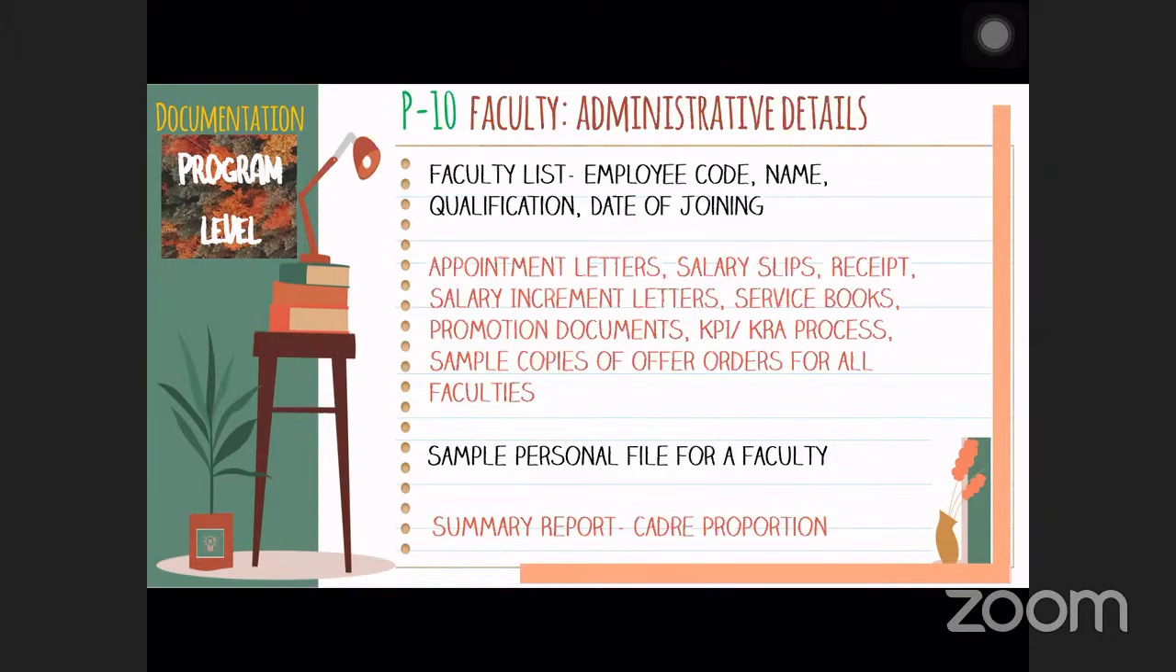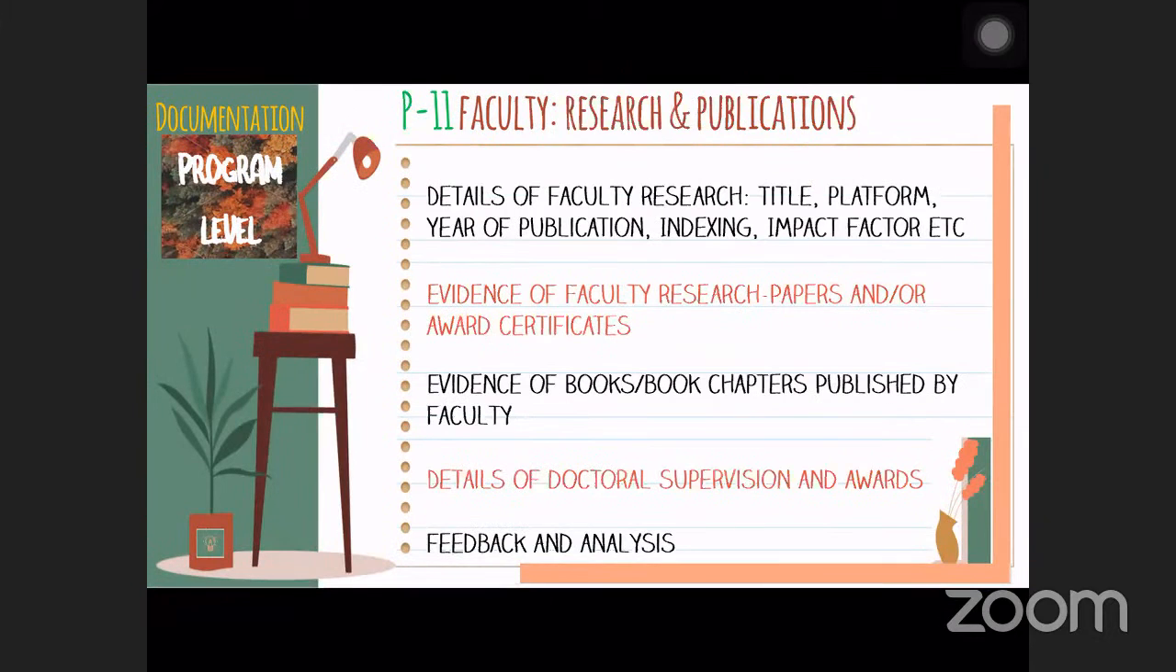Now let's move on to the next, the documentation program level, file number 11. Again, a faculty related file, but a very important file, research and publications of the faculty. What should it contain? It should contain details of the faculty research. What are those details? The title, the platform, the year of publication, its indexing, its impact factor, all such details for every faculty should be present in this particular file.